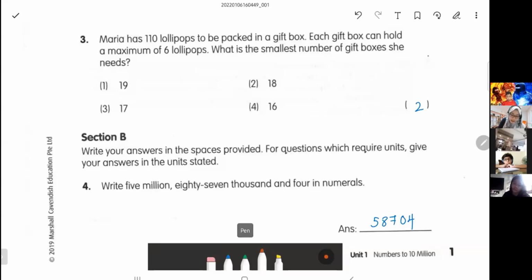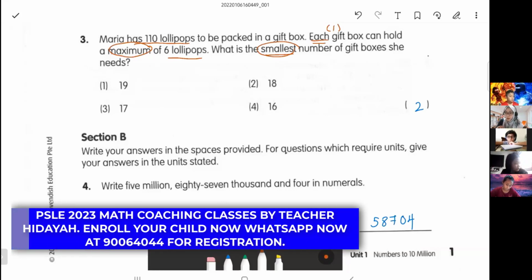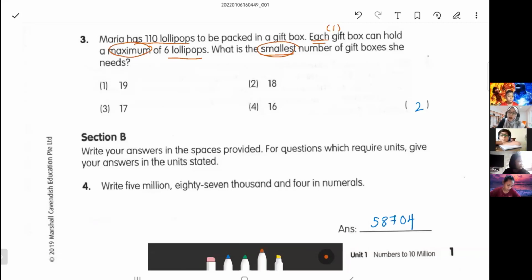Okay, Maria has 110 lollipops to be packed in gift boxes. Each gift box can hold a maximum of 6 lollipops. What is the smallest number of gift boxes she needs? Whenever you see the word maximum or smallest, it means it's not exact. There will be leftovers, there will be remainders. Because each means I need to divide, so it's 110 divided by 6. You will get 18 and then a remainder 2.